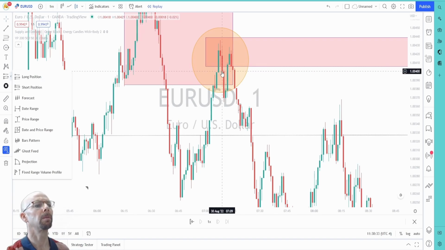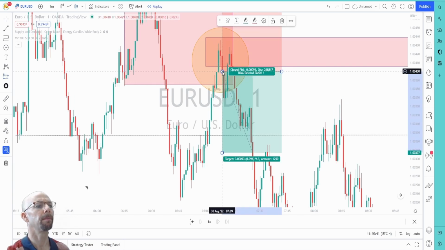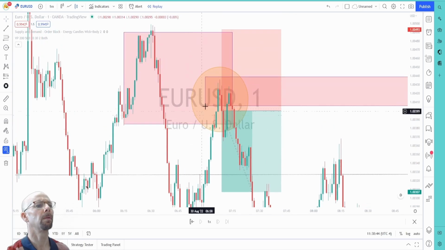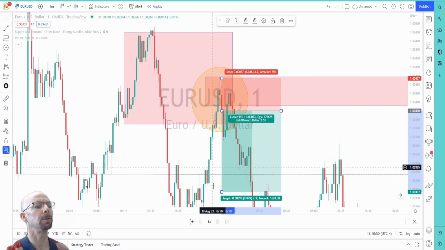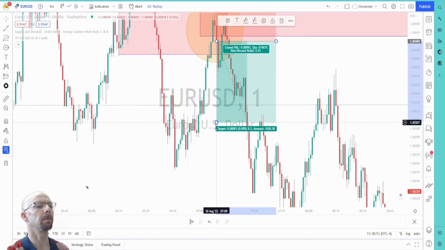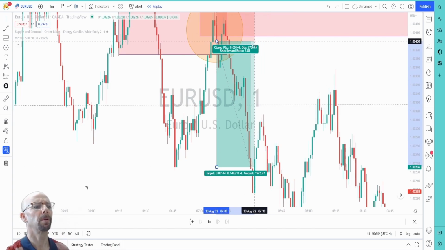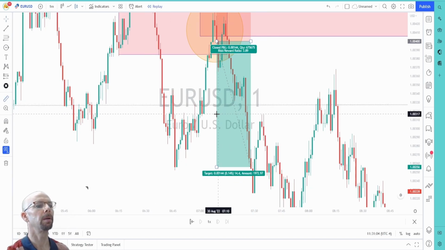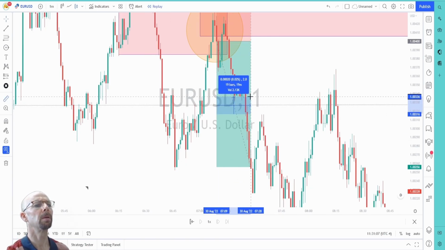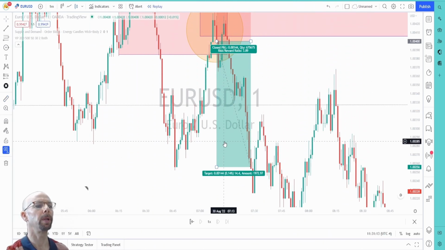And with this one here, your stop loss would have been just above, and your take profit would have been at the low. And this one actually played out nice and quick, just the way we like it. So this was a 19-minute trade, and the risk to reward was 3.89.